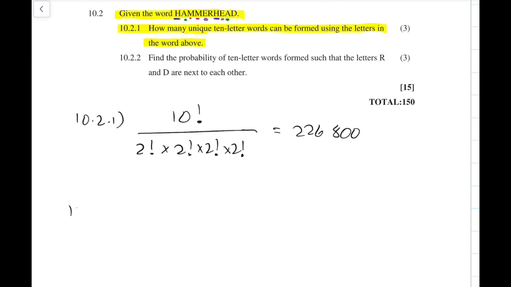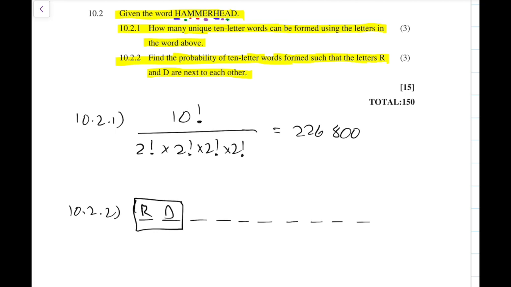10.2.2. It says find the probability of 10-letter words formed such that the letters R and D are next to each other. So R and D being next to each other means you can think of it like this: 1, 2, 3, 4, 5, 6, 7, 8, 9, 10. The letters R and D are now going to represent one unit. So you have 9 units to rearrange. That's immediately 9 factorial.